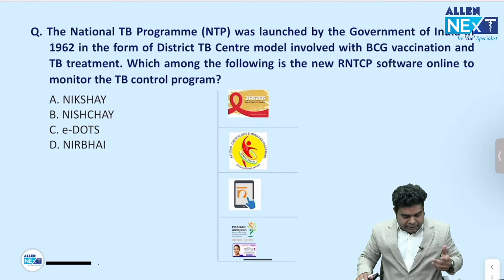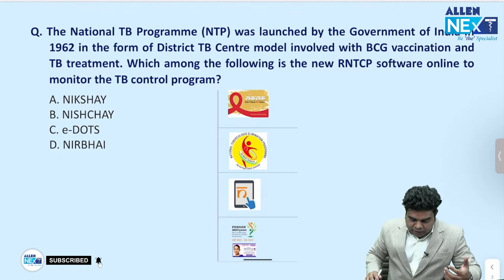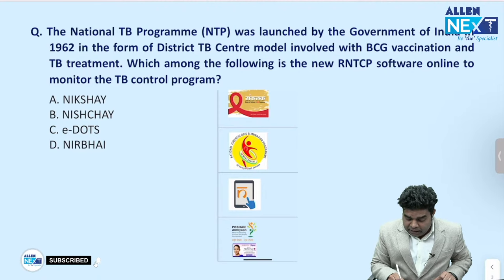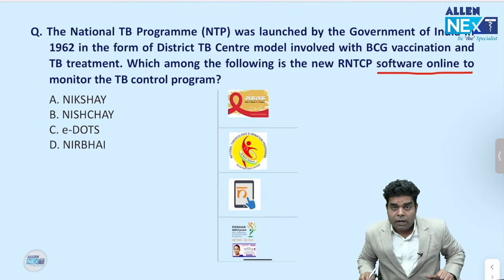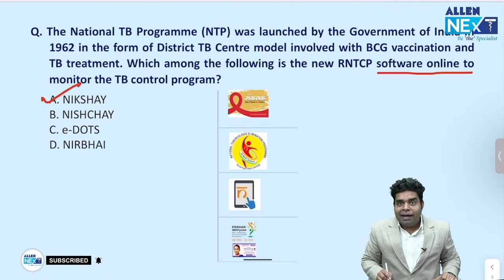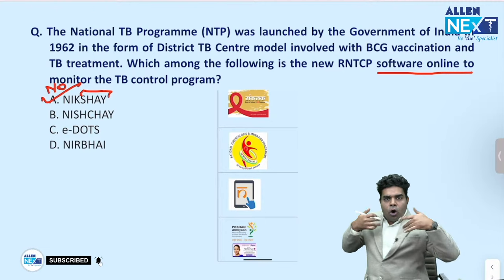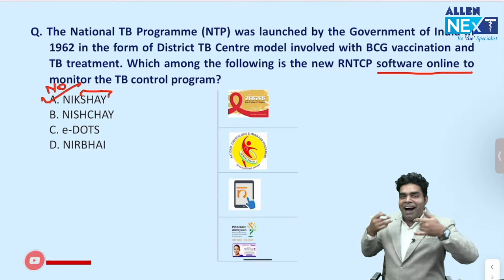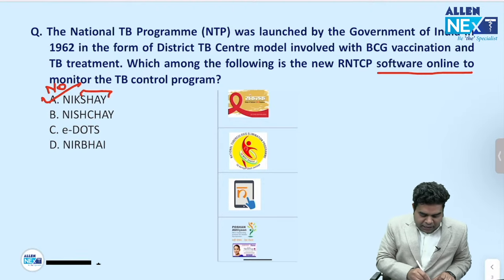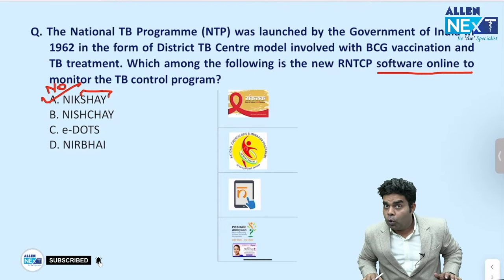This question is asking about a program in which we are trying to do the follow-up and treatment through an online software. I hope you all know the name of this program is NIKSHAY. Ni means no, and kshay means loss of body. Kshay means malnutrition, and in TB, patients get malnourished. So NIKSHAY is the web-enabled case-based program for TB reporting and follow-up.